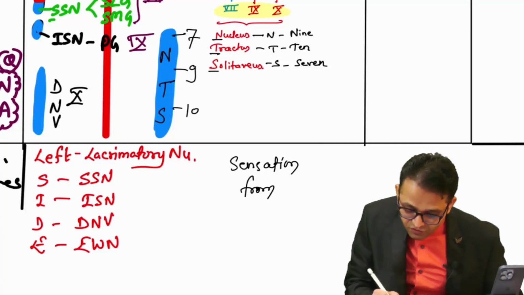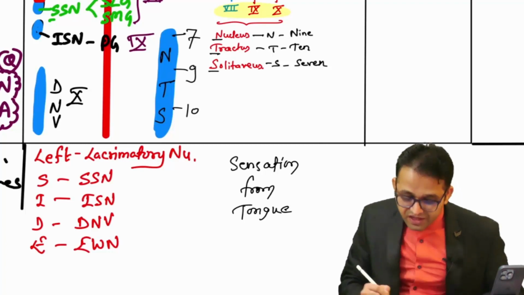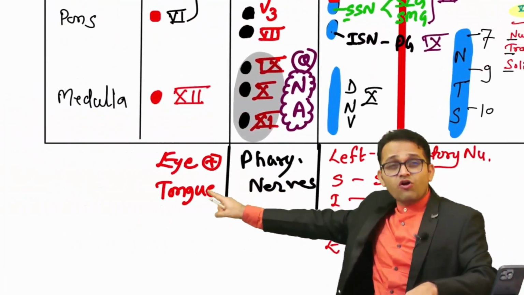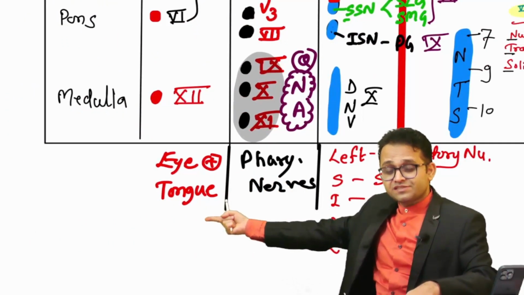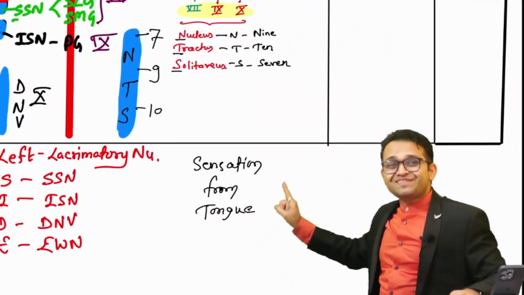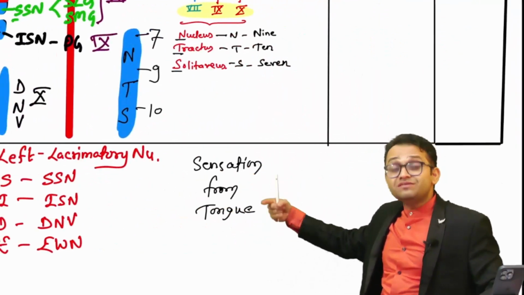Sensation from the tongue. Remember, the tongue was included there also, but that was about the tongue's motor muscles. Here it is the tongue's sensory activity, not motor, but sensory.